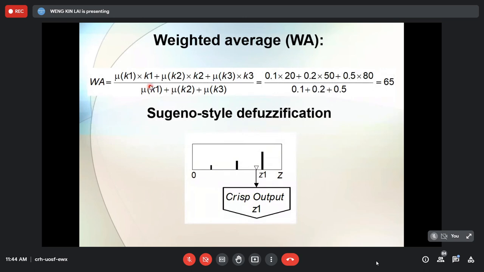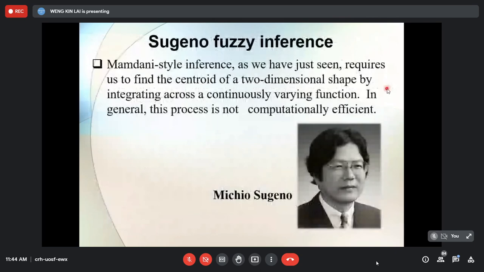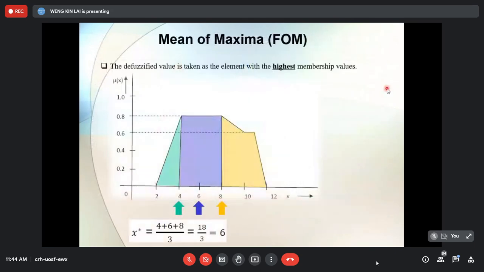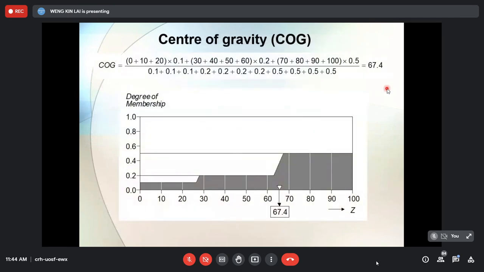So if you assume K1 is 20, K2 is 50, and K3 is 80, you multiply the membership of 0.1 by K1, 0.2 by K2, and finally 0.5 by K3 at 80, divided by the sum of the memberships 0.1, 0.2, and 0.5, which gives you 65. What was our earlier value when we used Mamdani? Let's go and check. It was 67.4 versus 65, but so much simpler in the Sugeno case.